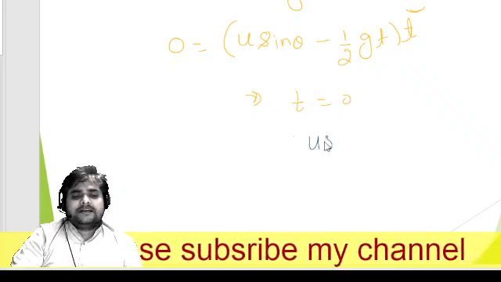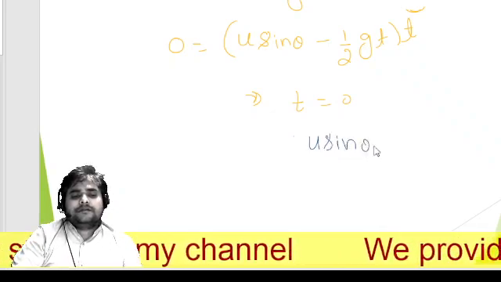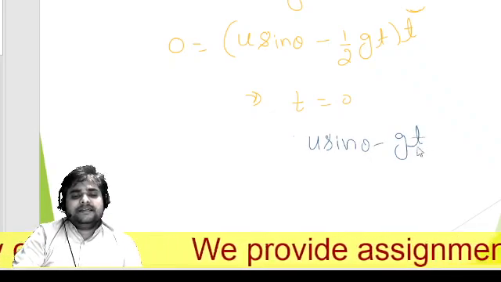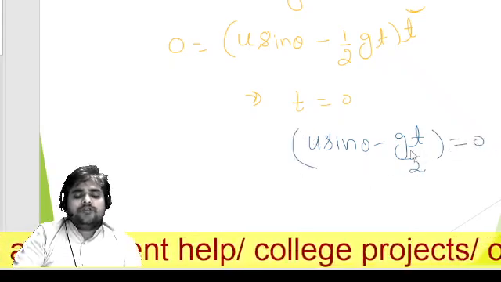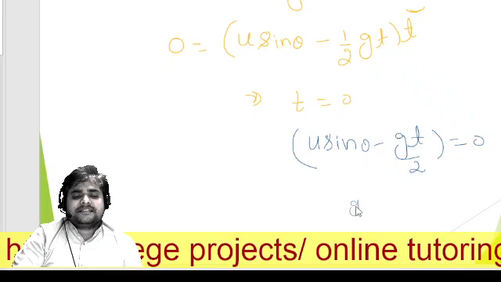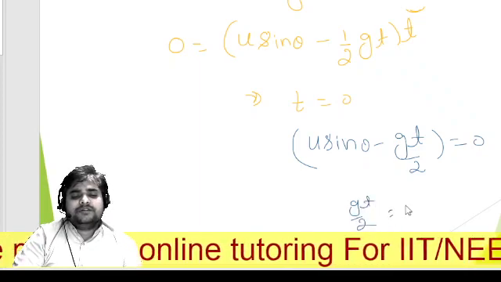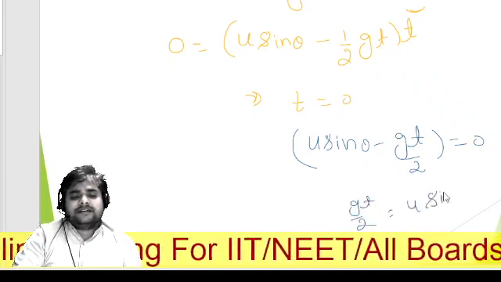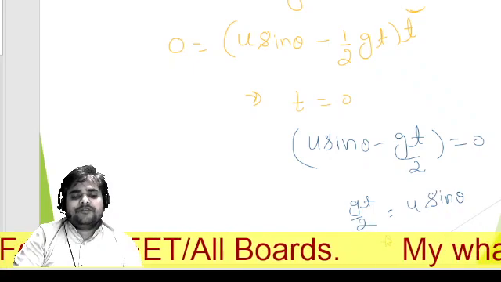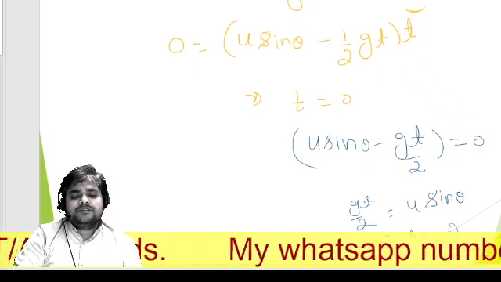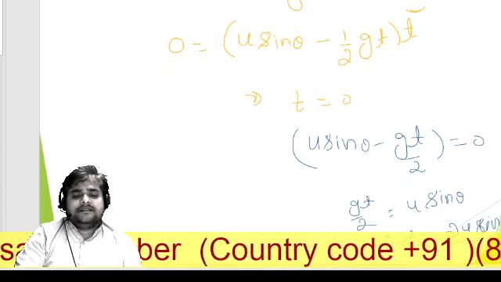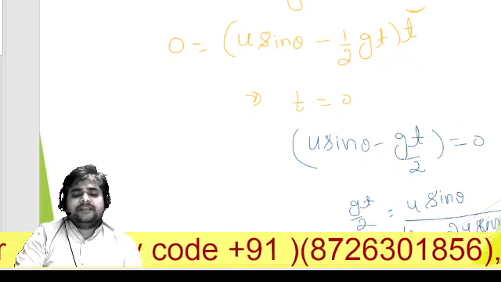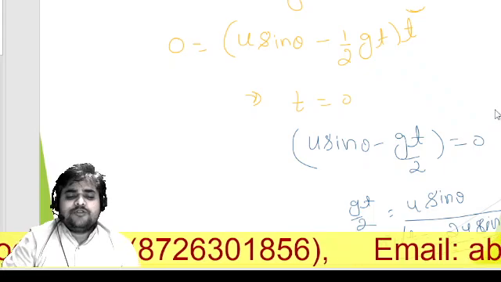u sin theta minus g into t divided by 2 equals 0. Now after solving this, we will get g t by 2 is equals u sin theta, and after solving this we will get t is equals 2u sin theta upon g. We are getting two values of t. Why are we getting two values of t?